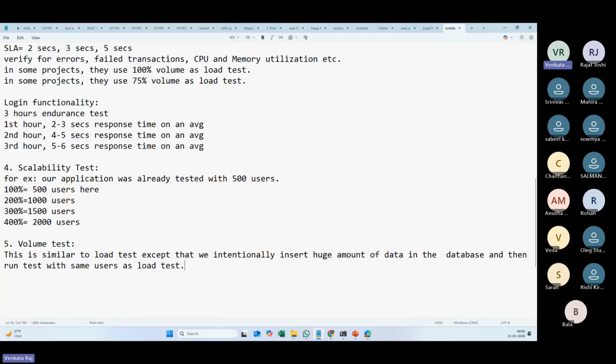So what exactly does this mean? You have already run a load test with 500 users. Good. But when you run the load test with 500 users, let's say the amount of data that you have in the database is 1 lakh records. Now I want to know, as a performance tester, if there is a huge amount of data in the database, how the application is behaving.